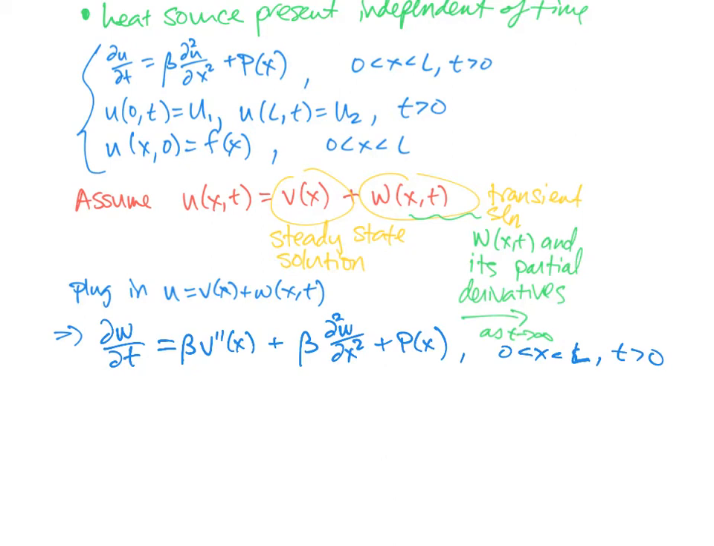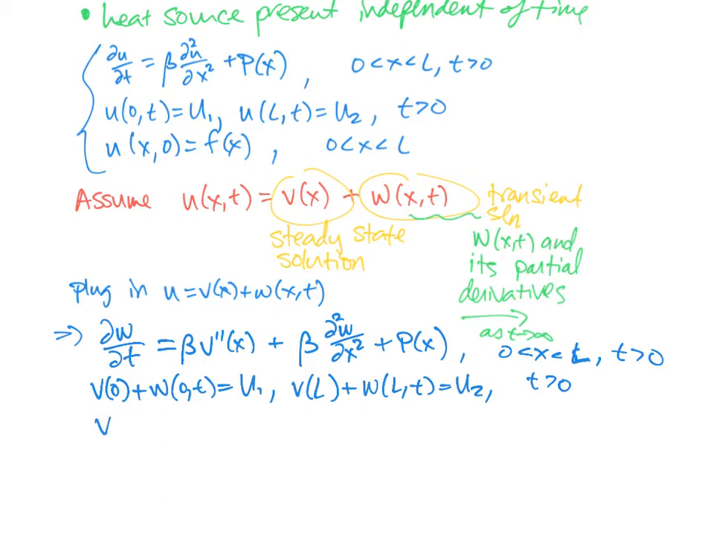Now our boundary conditions, we'll just plug straight in. So we're plugging in x equals 0. So we have v of 0 plus w of 0 t equals u1, and v of L plus w of L t equals u2 for positive t. And then plugging in t equals 0, we get v of x plus w of x 0 equals f of x for x between 0 and L.